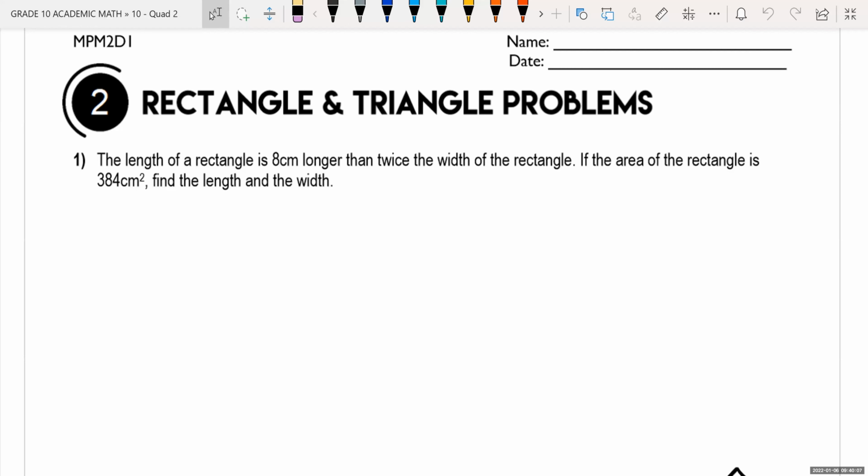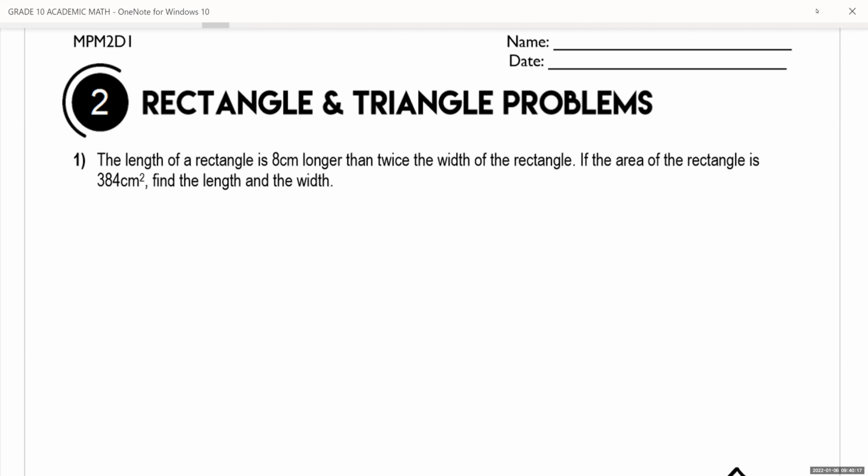So for our second type of word problem, our first one was the numbers. The second one are rectangles and triangles. So we're going to be drawing shapes for everything with these type of questions. Question number 1 says the length of a rectangle is 8 centimeters longer than twice the width of the rectangle.